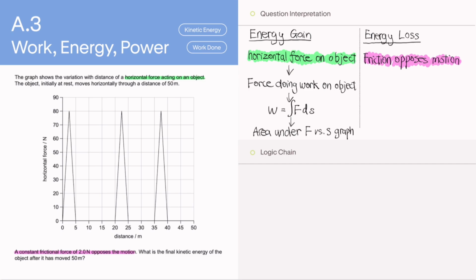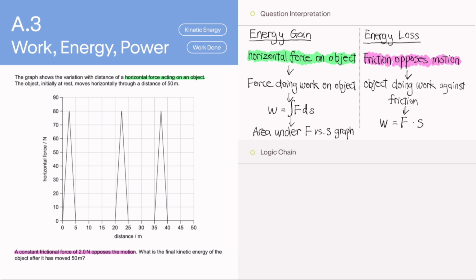Energy loss comes from friction. Here, the object is doing work against the frictional force. In other words, that part of the energy goes into fighting friction. That's why the energy decreases. Since friction is constant, as mentioned in the question, we can now use W equals F times s to calculate the energy loss due to friction.